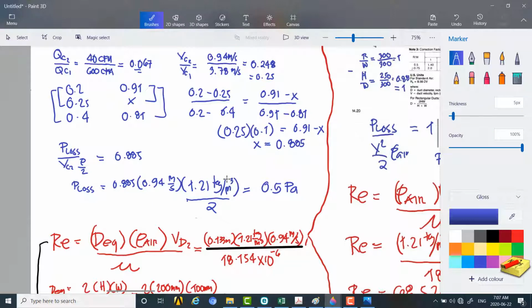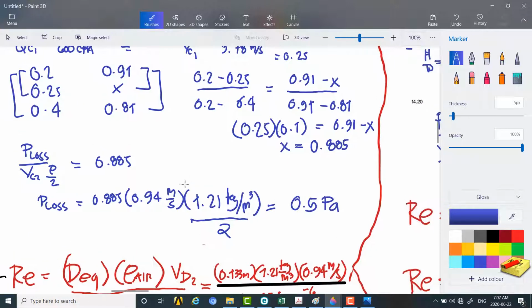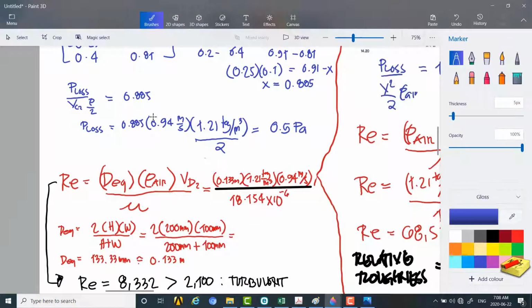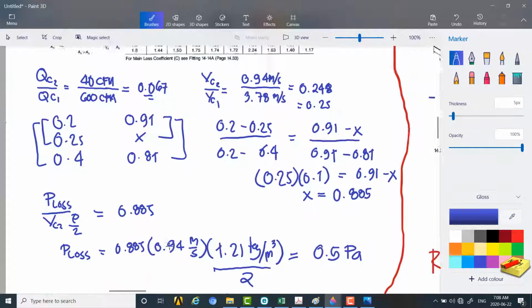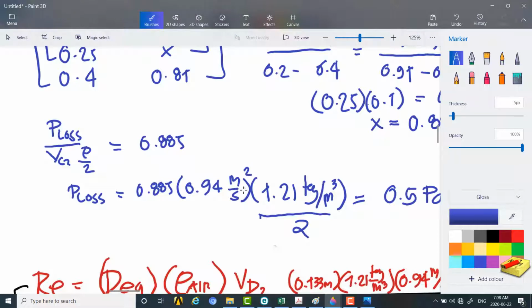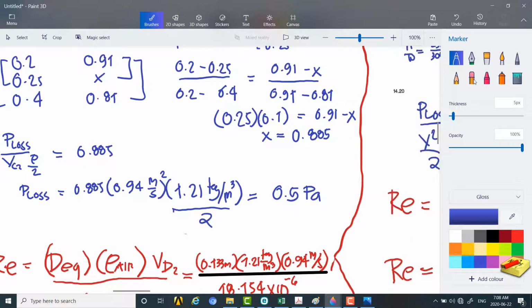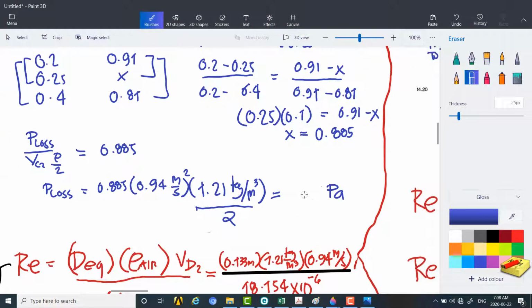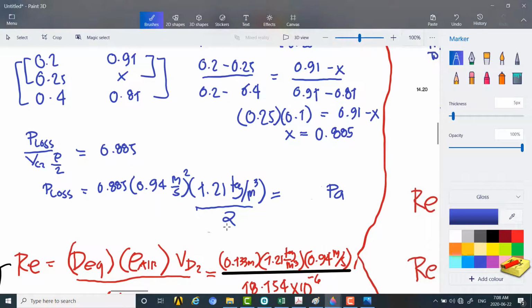Okay, it seems we are missing something. Checking. We forgot to put the square on this part, so that will be meter squared and second squared. So we have now the value of 0.5, so to round up, 0.5 Pascal.